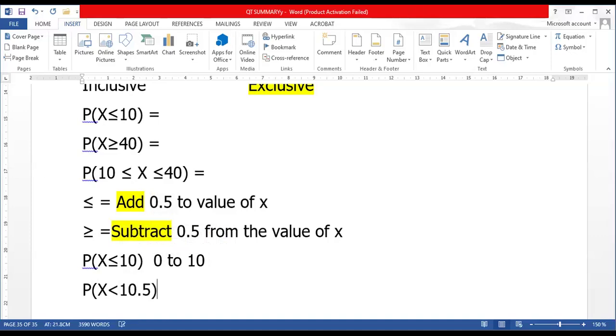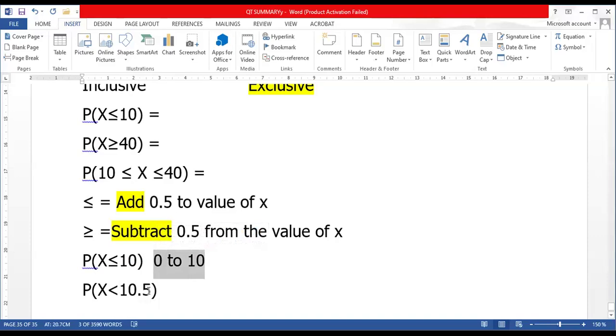10.5. Do you agree that you'll find 10 here, from values 0 to this? Because this one is not inclusive, it still helps me to make sure that the probability I get includes also 10. That's why we are saying you add.